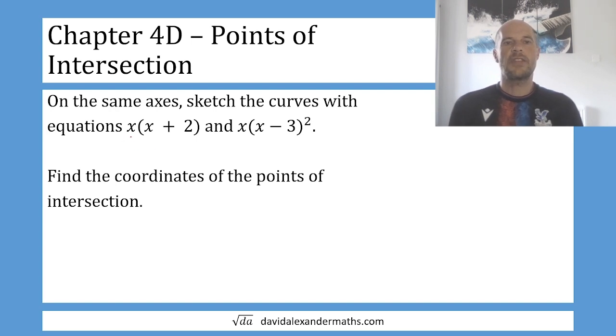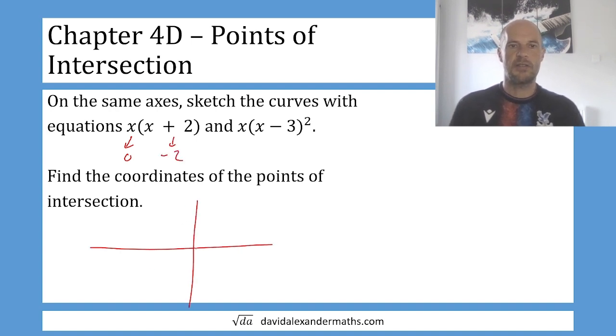So we know that the x-intercepts of x(x + 2) will be 0 and -2. So that's easy enough. It goes through the origin, goes through -2. And it's a positive x squared, so it will be a U-shaped graph like so. And the cubic goes through 0, and the other solution is positive 3.